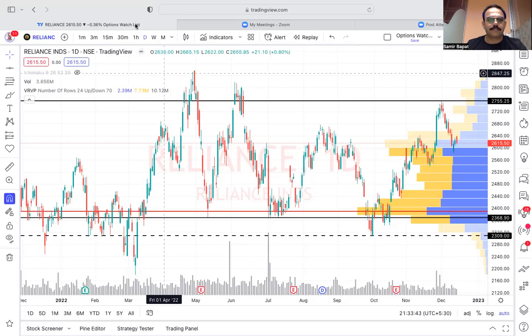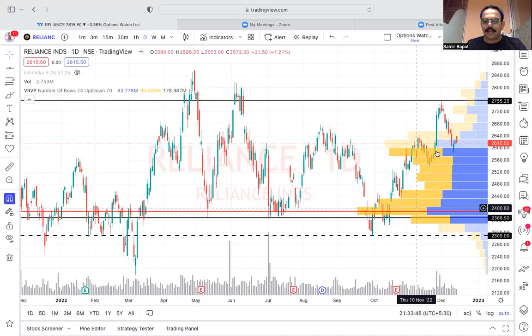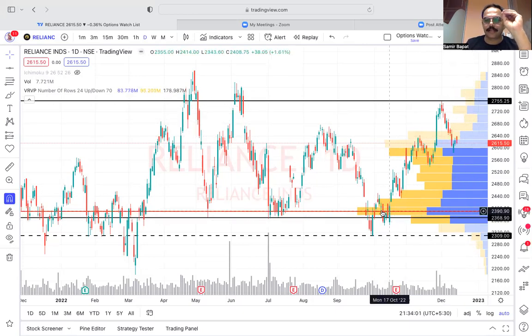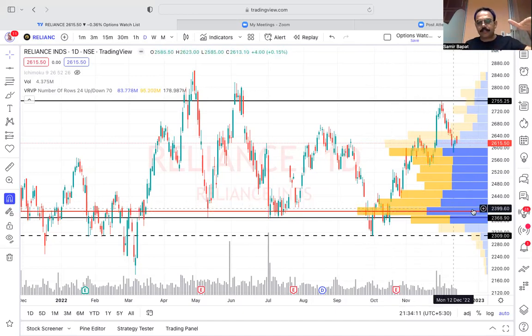Okay, this might be a question here. See, we have to see this VRVP, visible range volume profile. What it does is, it will be plotted on the right side of your screen. Now, if you see these bars, these are like horizontal buildings. We have to look at it in a horizontal way, like what Rahul asked. So this is the highest, this is the longest horizontal bar among all the bars.